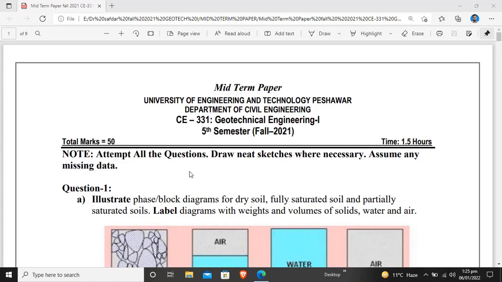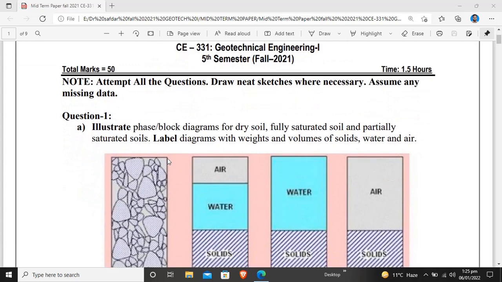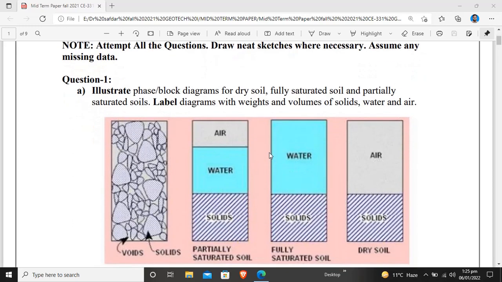So in the first question, you have been asked to illustrate the phase block diagram for dry soil, fully saturated soil and partially saturated soil. And also you have to label the diagram with weights and volumes of solids, water and air. So this is the solution.